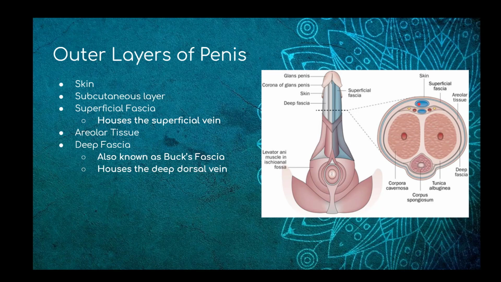Next, we have the areolar tissue, which is a little bit more of a bulky area around. And then we have the deep fascia. And here's another term that you'll want to know. The deep fascia is the same as Buck's fascia. Buck's fascia is home to the deep dorsal vein, and we can see that one here. That's also surrounded by nerves and arteries. So again, we have the skin on the outside, then the superficial fascia that houses the superficial vein, then a little bit of tissue called the areolar tissue, and then the deep fascia, known as Buck's fascia, home to the deep dorsal vein.